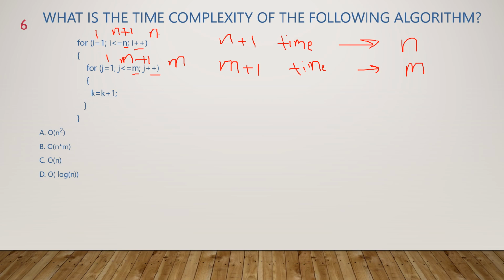And based on this, when you multiply these two, this is big O of n times m. That is, the time complexity of this algorithm is big O of n times m. And based on this, the answer is B, the correct answer.